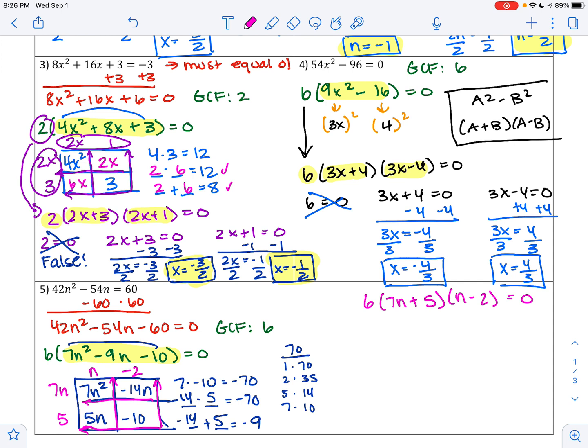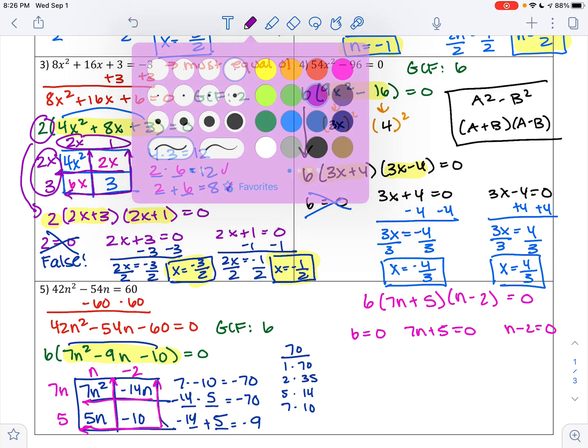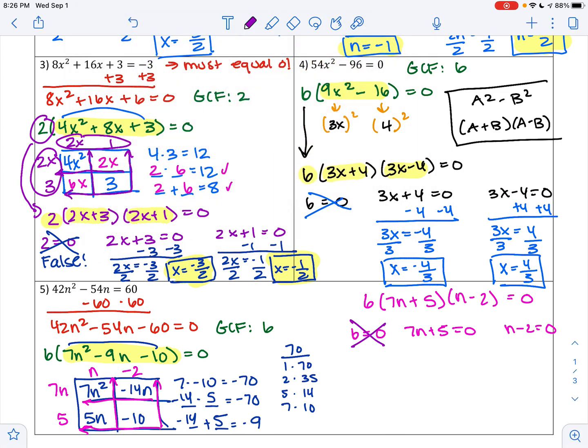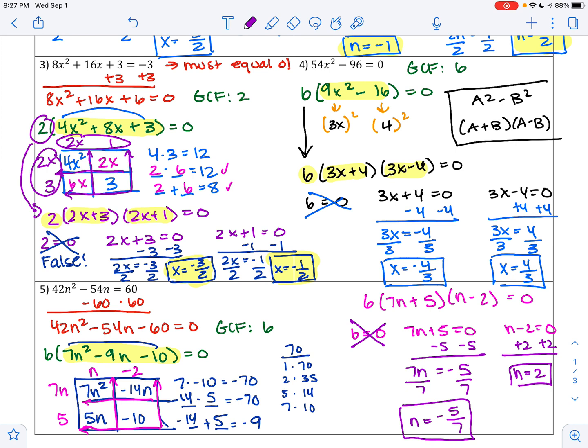From here, I can use the principle of zero products to set each one of those factors equal to 0. And now I can solve. 6 does not equal 0. That is a false statement. To undo addition, I'll do subtraction and get 7n equals negative 5. To undo multiplication, I'll do division and get n equals negative 5/7. On this equation over here, to undo subtraction, I'll do addition, and my answer will be n equals 2.